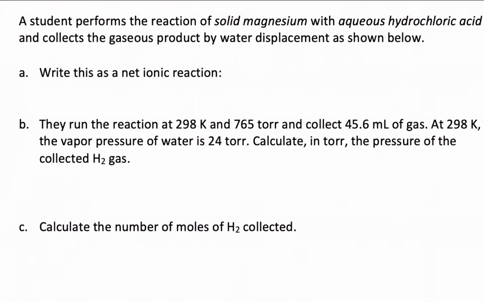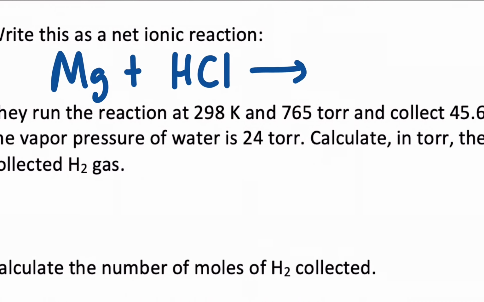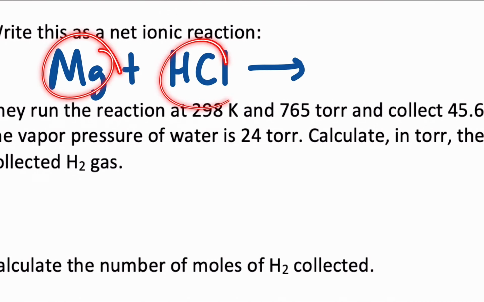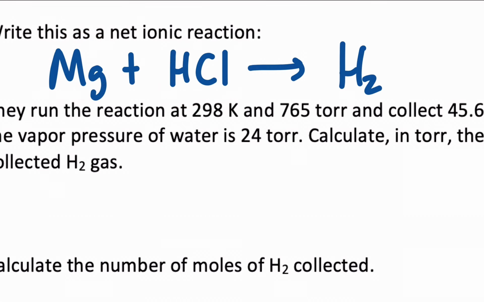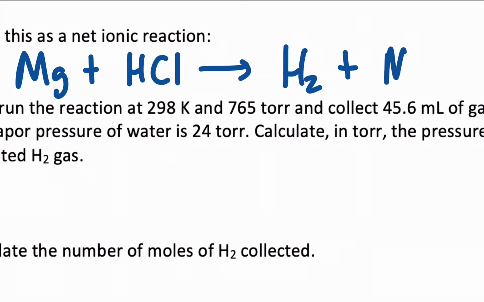What's the net ionic reaction? Well, we have solid magnesium plus hydrochloric acid. This will do a single replacement reaction. Metals plus acid make hydrogen gas. Every chemist should just know that. And then you would make the salt, magnesium chloride.